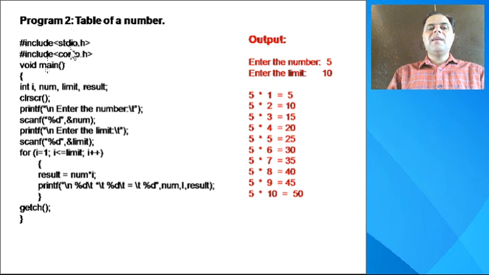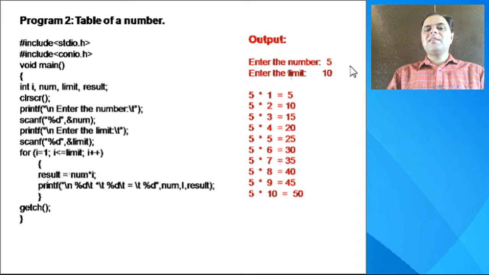So here I have again included two header files. I have declared 4 integer variables: i, num, limit, and result. Enter the number of which we have to create the table. Enter the limit up to which we have to write the table. Then for i equal to 1, I initialize i with 1, i is less than 10, i plus plus, do this: num into i, assign it to result and print here.